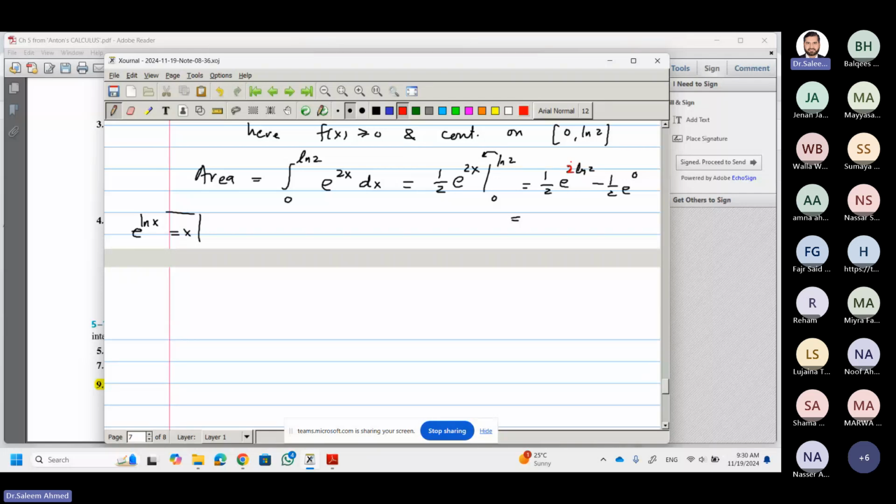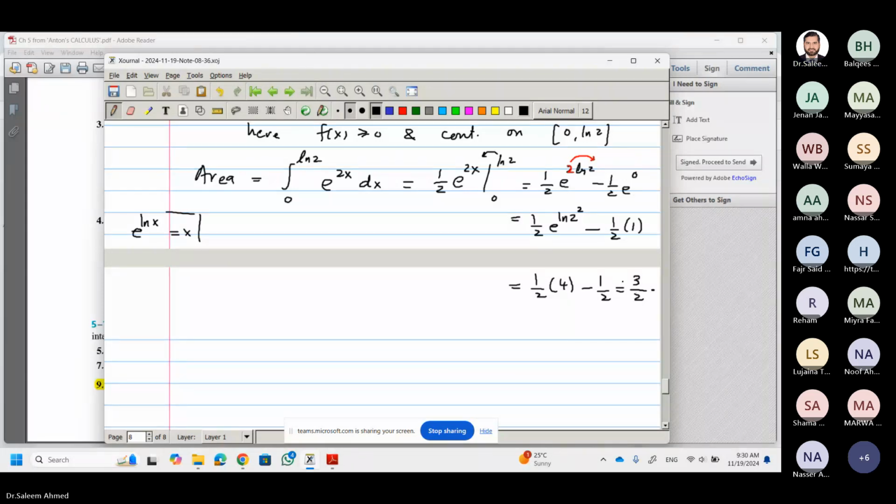So what you can do, you can send this to the power. You can write it as half e to the power log of 2 squared, and half e to the power 0 is 1. Now you can cancel e and log because they are together. So you got e to the power log of 2 squared, which is 4, and minus half. So 4 by 2 minus 1 by 2 is 3 by 2. So that's your area.